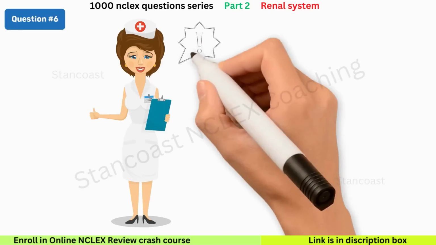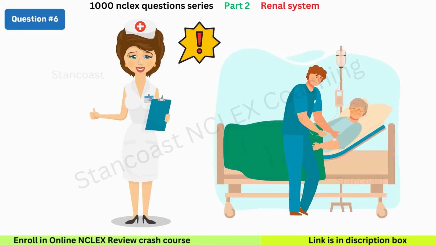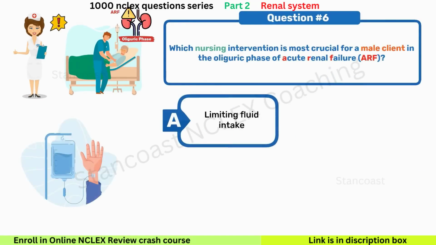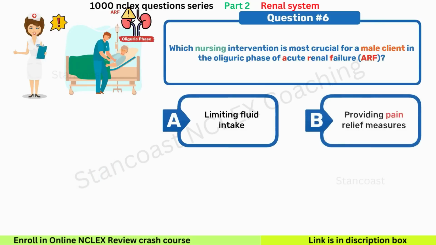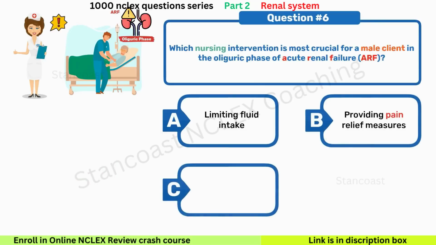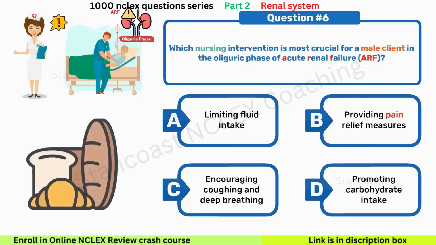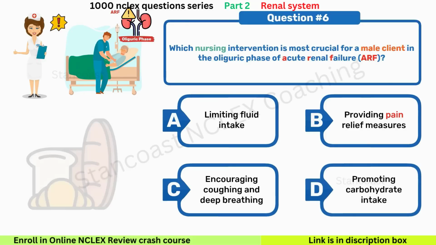Which nursing intervention is most crucial for a male client in the oliguric phase of acute renal failure, ARF? A. Limiting fluid intake. B. Providing pain relief measures. C. Encouraging coughing and deep breathing. D. Promoting carbohydrate intake. The correct answer is A.